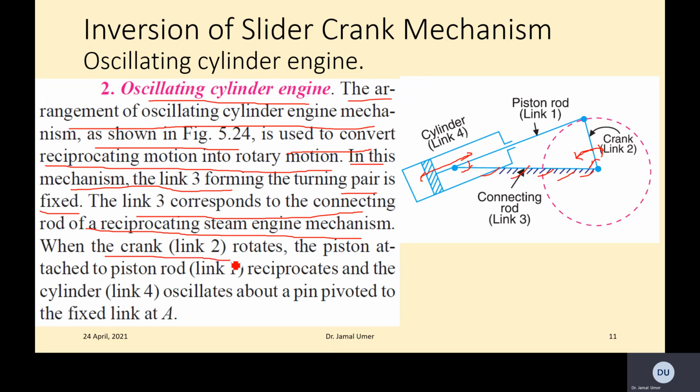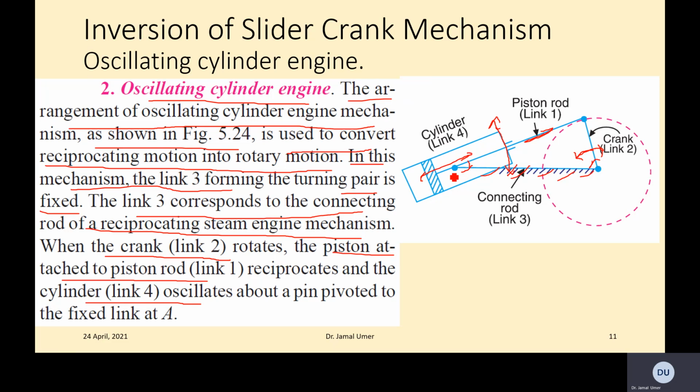When the crank link 2 rotates, the piston attached to the piston rod link 1 reciprocates, and the cylinder 4 oscillates about a pin pivoted to the fixed point A. So now you just imagine here, this cylinder is also moving up and down. So this is like oscillating.